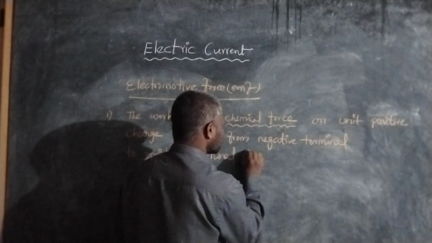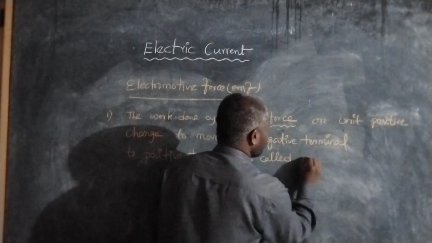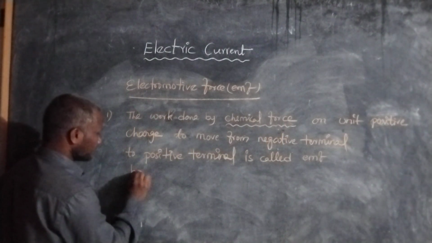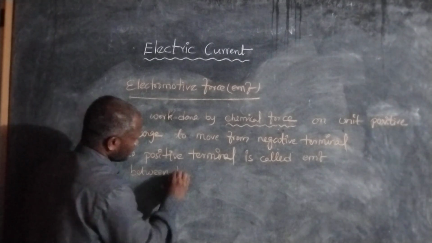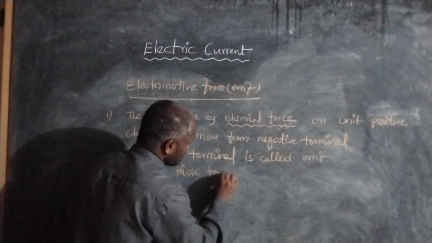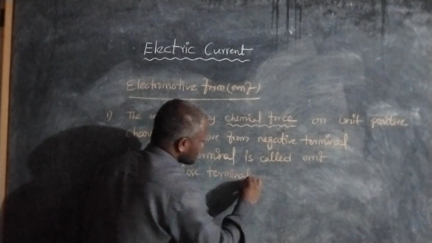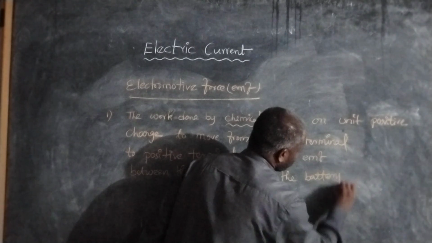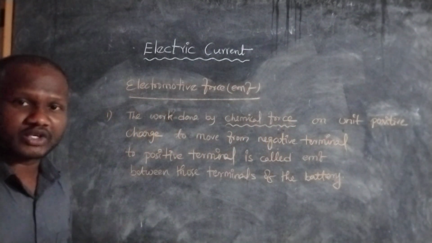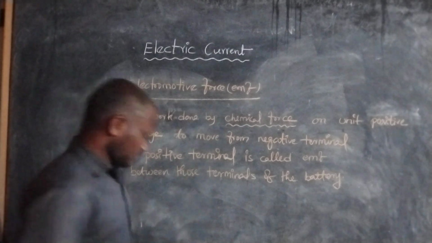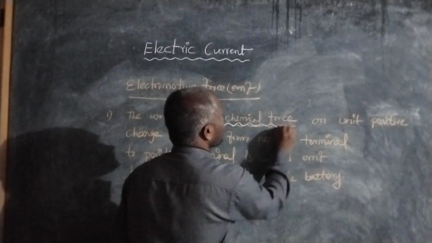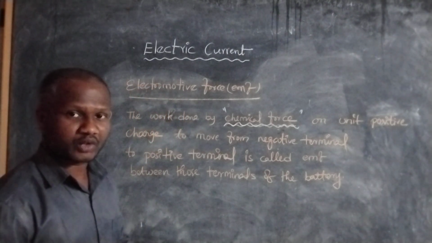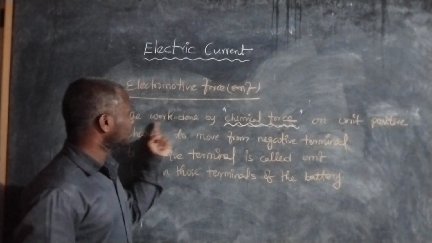is called electromotive force between those terminals of the battery. So this is the definition for electromotive force. Work done by chemical force. You should remember this keyword. While writing potential difference, the keyword is electrical force. While writing the electromotive force definition, the keyword here is chemical force.